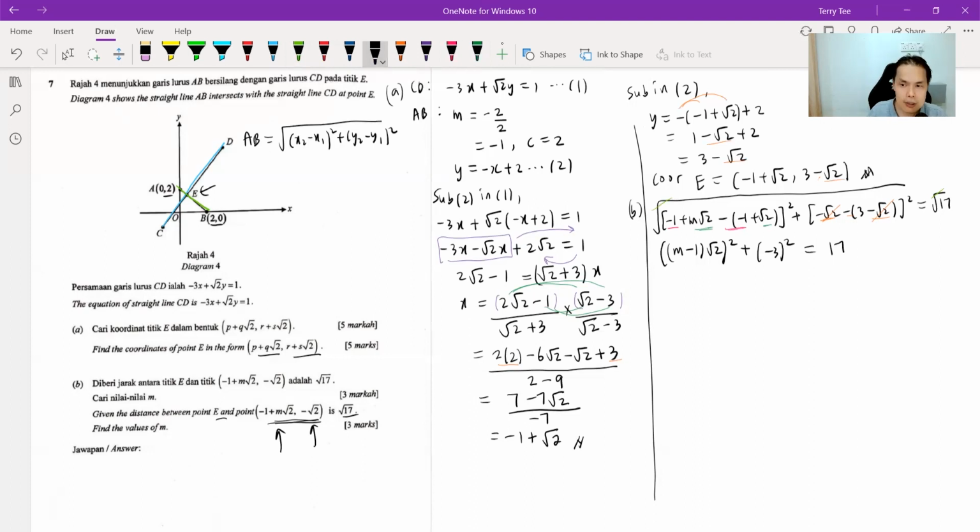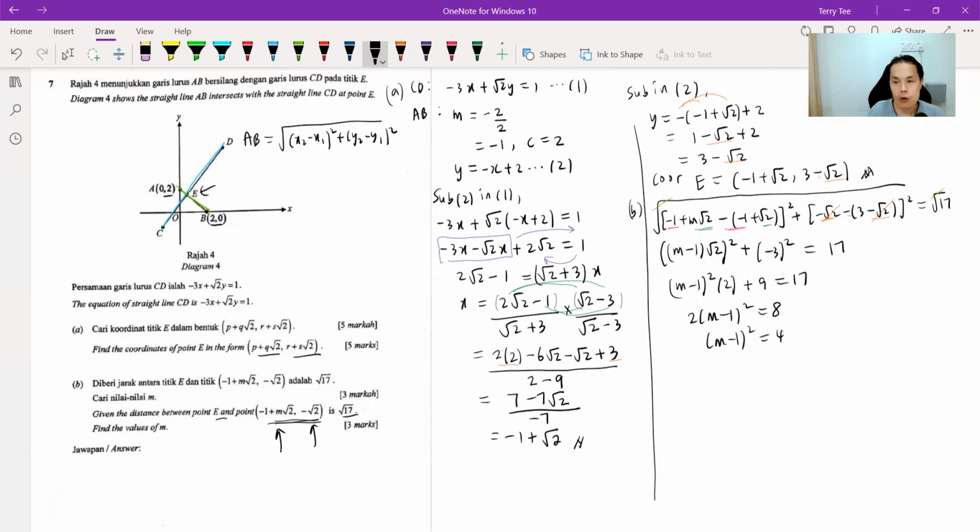Now the next step is to square this bracket. No need to expand the whole bracket. I just leave it as (m − 1) squared. √2 squared is just 2. Now minus 3, if I square it, I get 9. So take 17 minus 9. The 2, I can leave it in front. 17 minus 9 is 8. 8 divided by 2 is now 4.